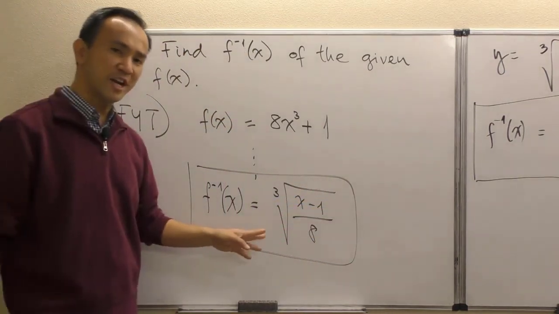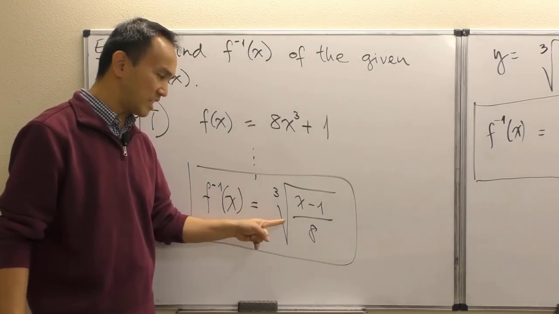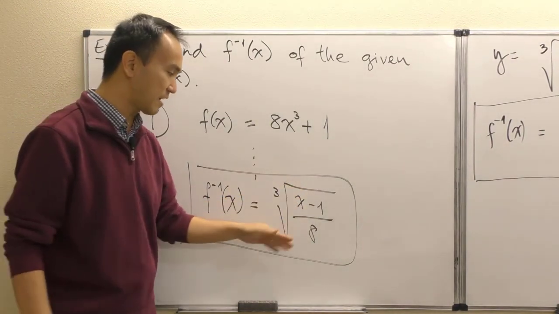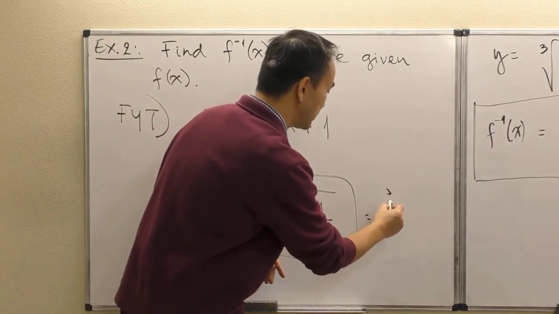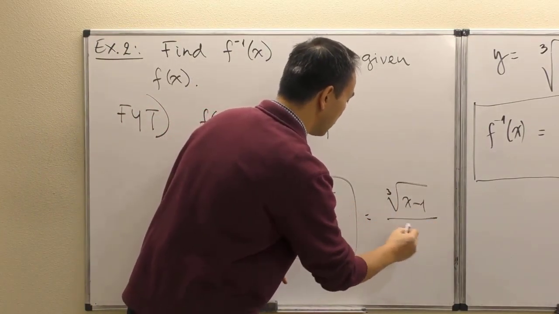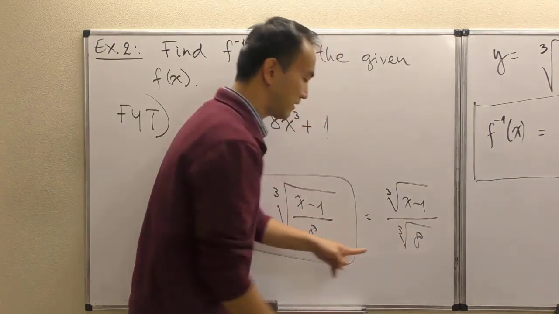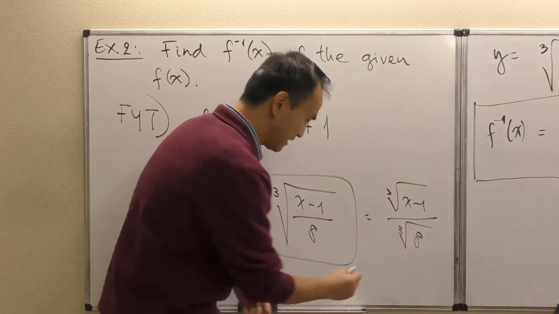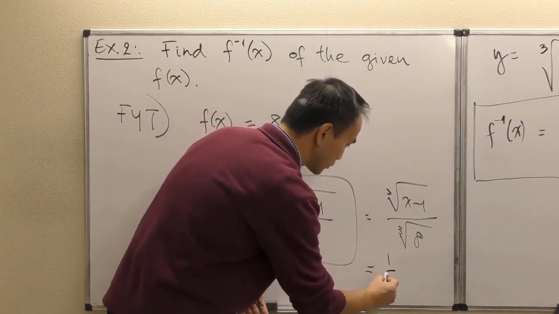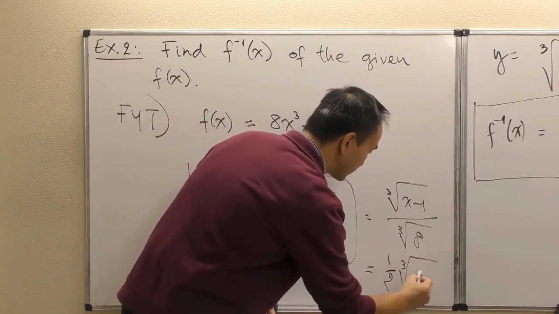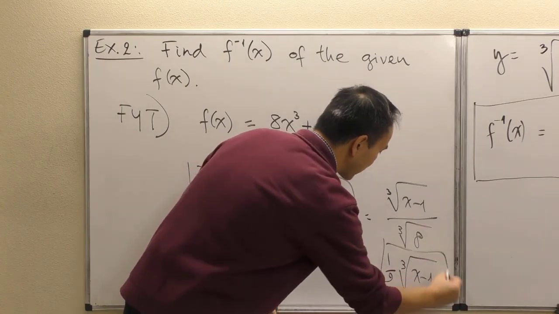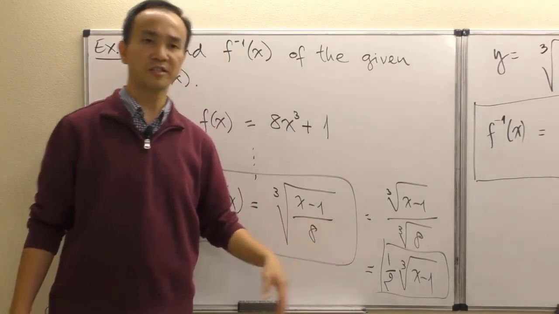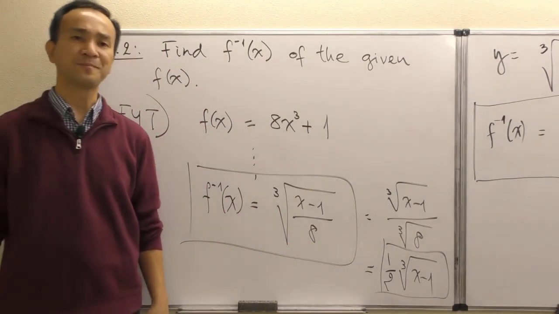Now, algebraically, for this particular one, we can go one step further by taking advantage of the root property. We can break that down as the cube root of x minus 1 over the cube root of 8. Now I realize the cube root of 8 is actually 2, because 8 is a perfect cube. So this is the same as 1/2 times the cube root of x minus 1. These two are equivalent, or exactly the same expression, just in a different form of expressing it.